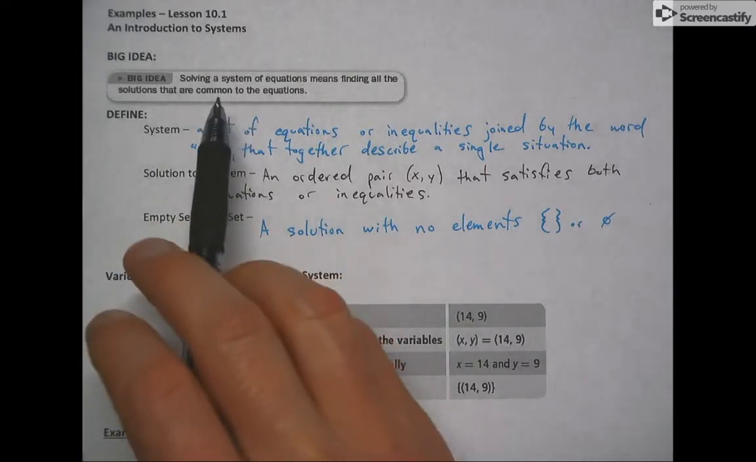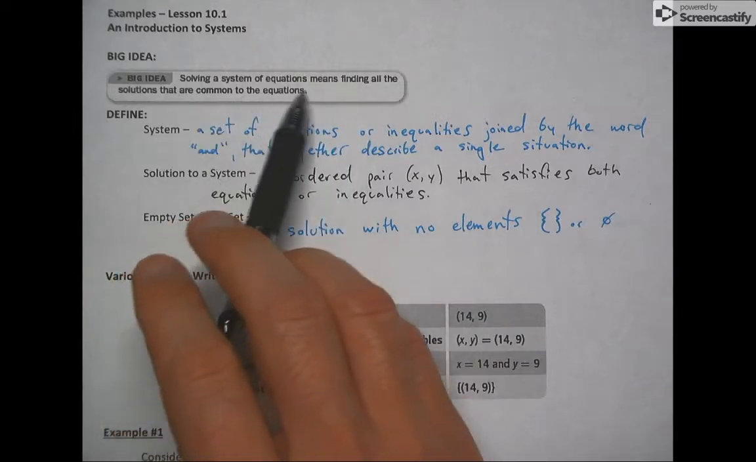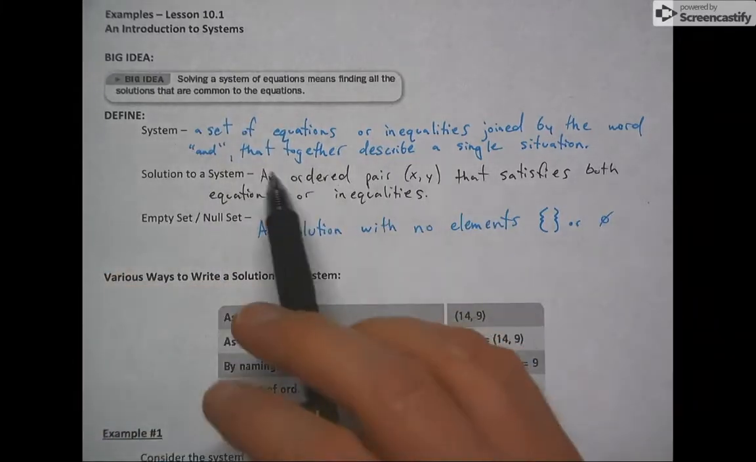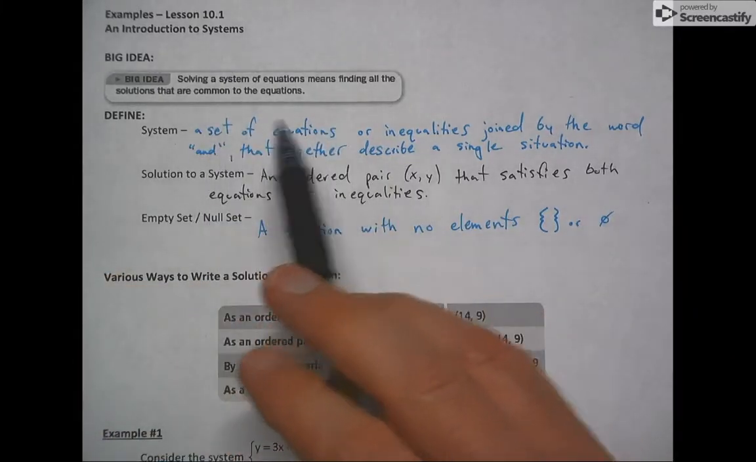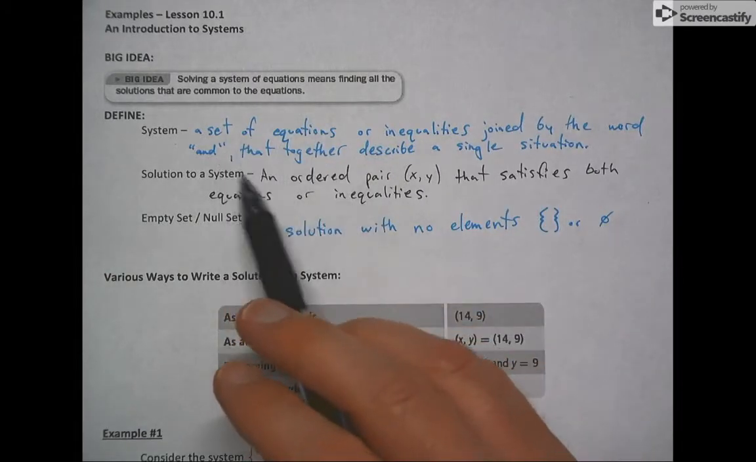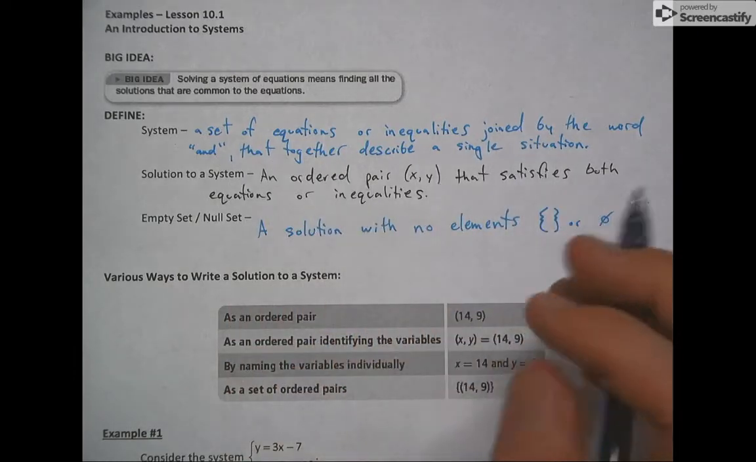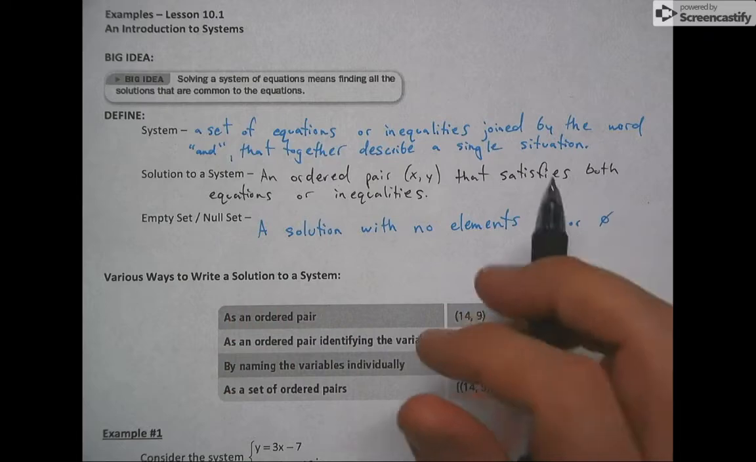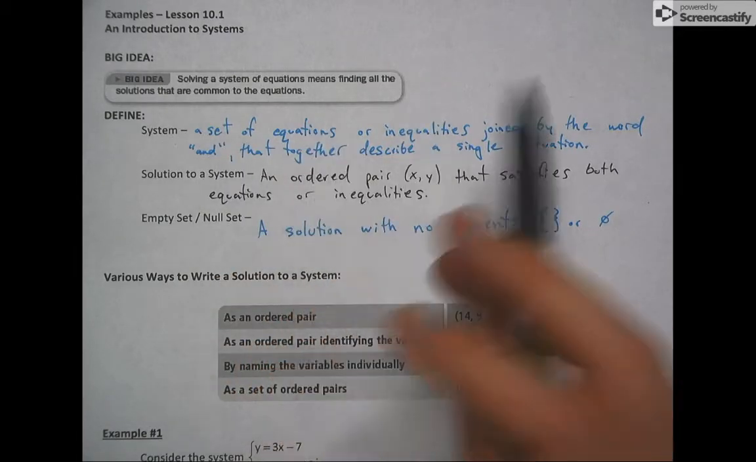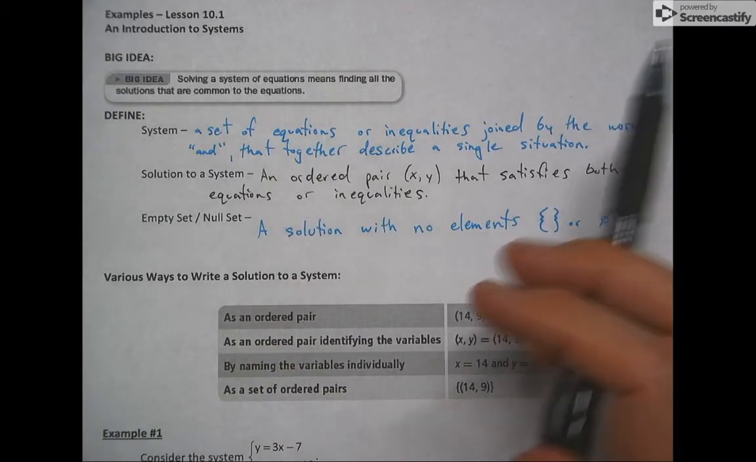But the big idea is we're going to solve a system of equations, and that means finding all the solutions that are common to the equations. Common means the same. So a system is a set, meaning multiple, set of equations or inequalities, and they're joined by the word and, meaning that they all have to be true, that together describe a single situation. Okay, so two things have to be true at the same time. That's a system. So it's not just one specific equation that needs to be true. Two equations, both referring to the same situation, and a system is where both of them are true.